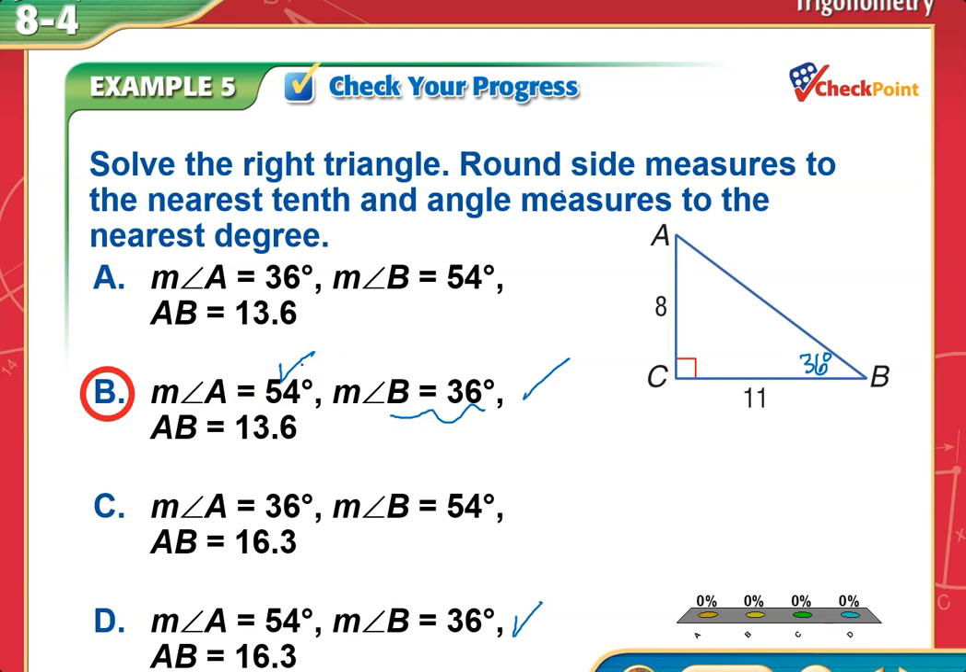Right, so those match. The only thing is side length AB looks like has to be 13.6, and we can do that by using the Pythagorean theorem. So we have 11 squared plus 8 squared should equal AB squared, or we'll call that side length C squared. And then we take a square root to solve. We use a calculator for the square root of 11 squared plus 8 squared. Again, answer of 13.601, or about 13.6.